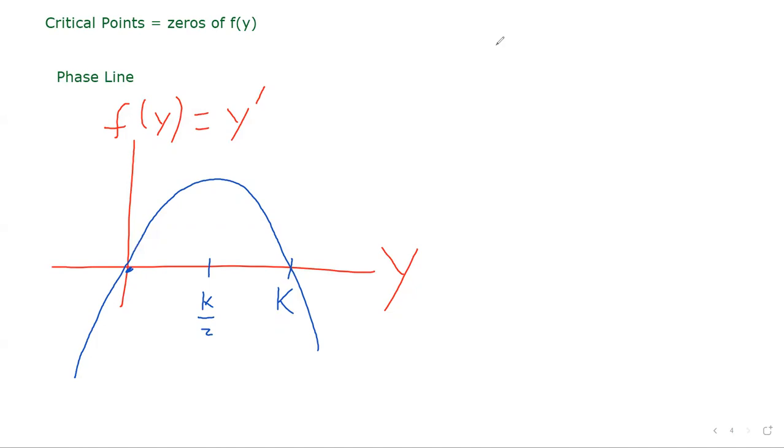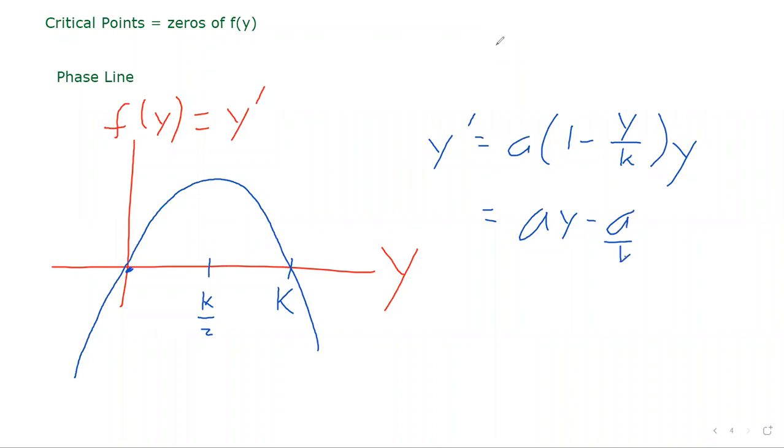Now, when we use the equation, it's pretty easy to actually picture this if you just go ahead and distribute everything. It's ay minus a over k y squared. And then you can figure out that's k over 2 if you're using your negative b over 2a thing, or if you want to take another derivative of this and set equal to 0, you figure it out.